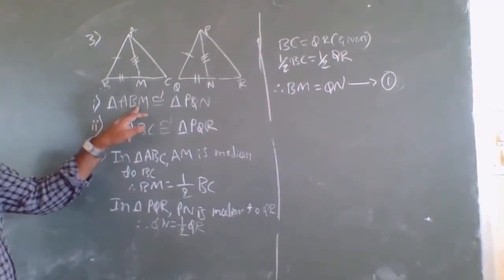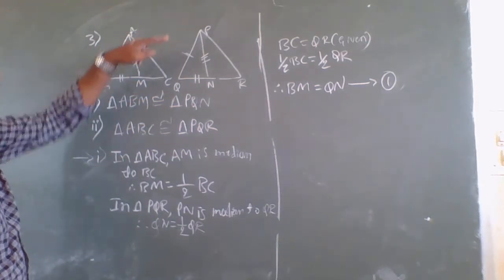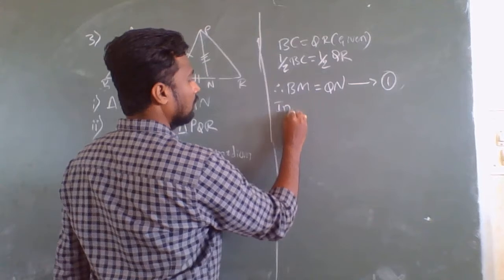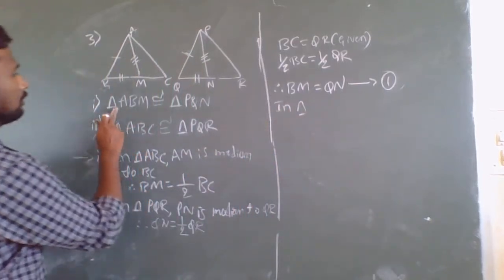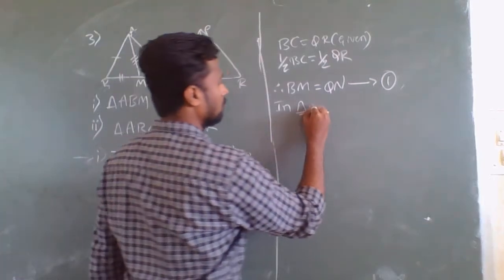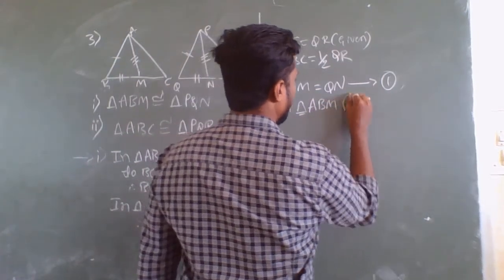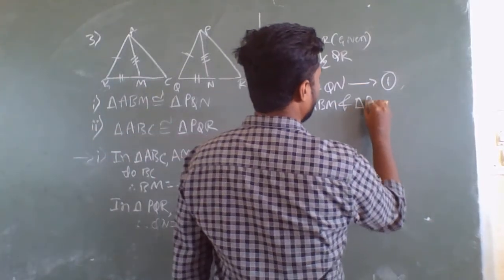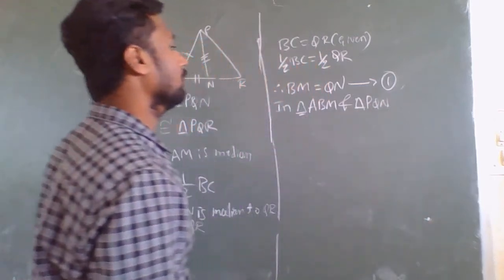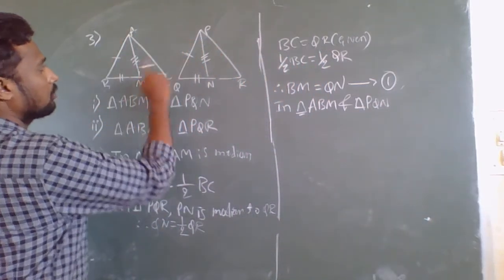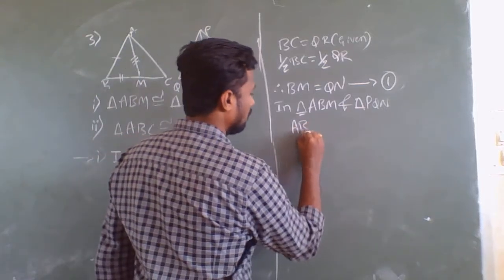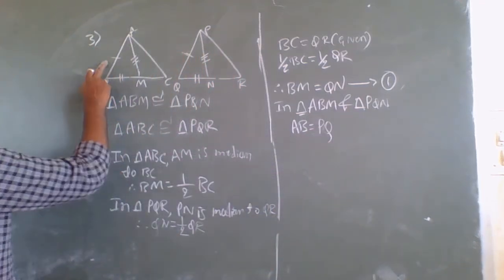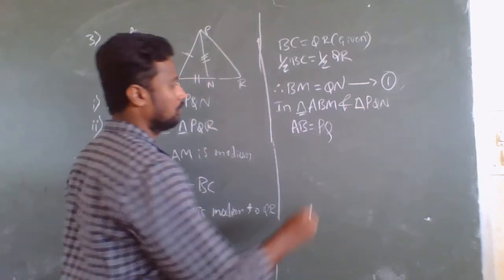Now to prove this triangle ABM and PQN congruent, what we can do in triangle ABM and triangle PQN? They have given that AB is equal to PQ. This is given.